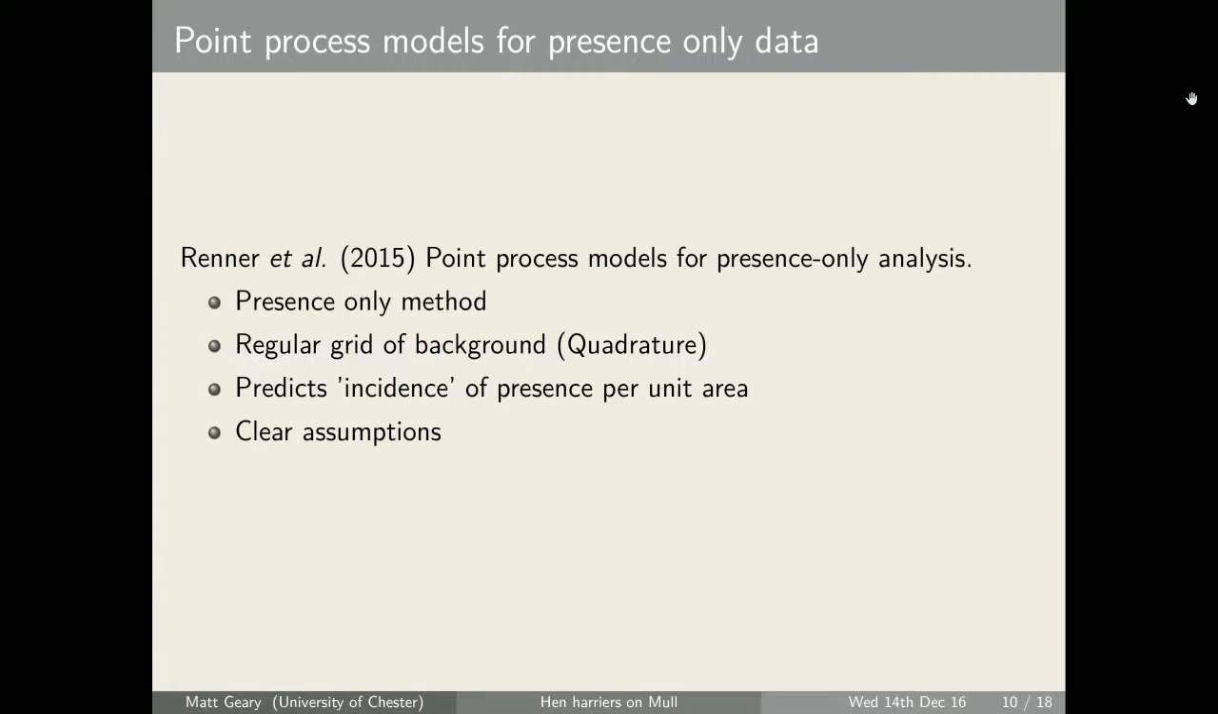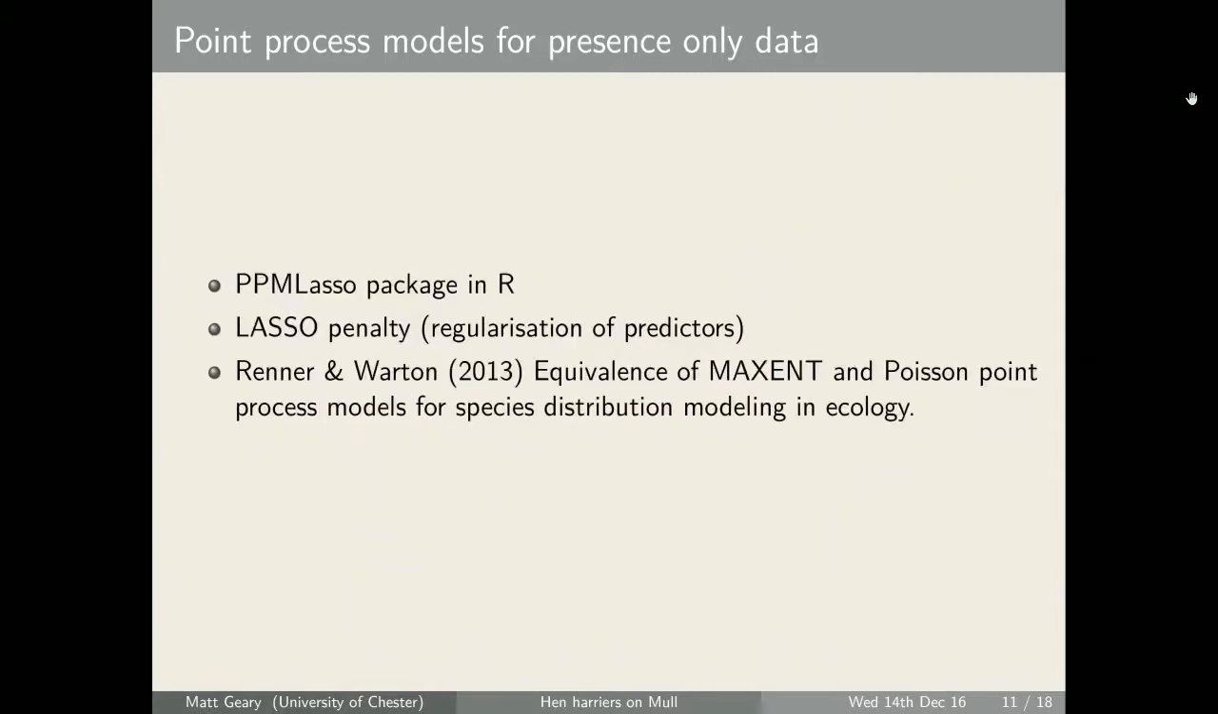And I find that the recent development showing that models like MaxEnt, which has been used extensively for looking at presence-only datasets in the past, are equivalent to a point process model, incredibly useful, because with a point process model, this gives us a framework to actually predict something meaningful, to predict incidence per given unit area. Not a relative score, but actually something that means something on the ground. And it also gives us some clear assumptions about things like the distribution of residuals that we can actually test and check. The model I used was fitted with a lasso penalty using the PPM lasso package in R.